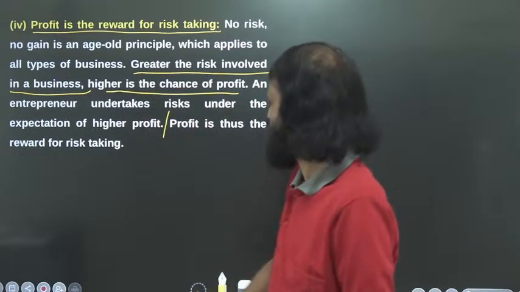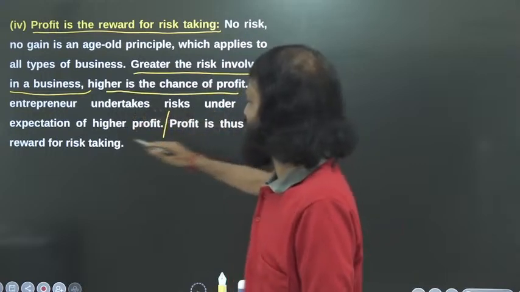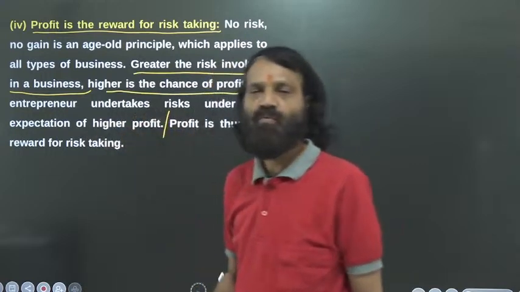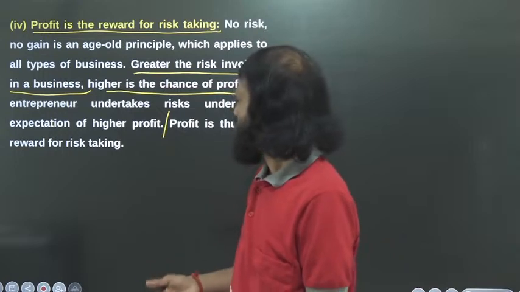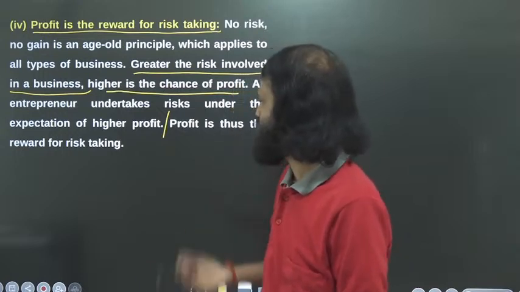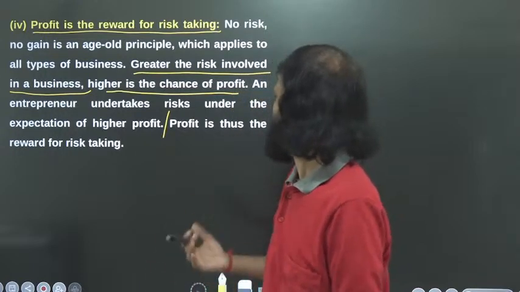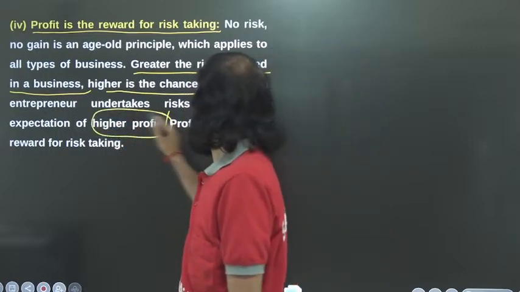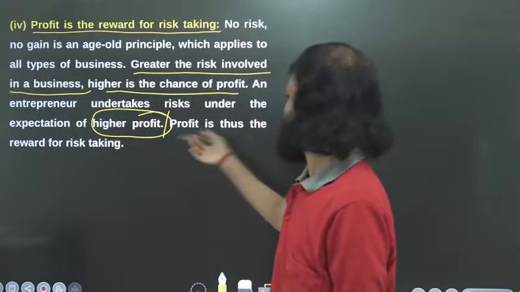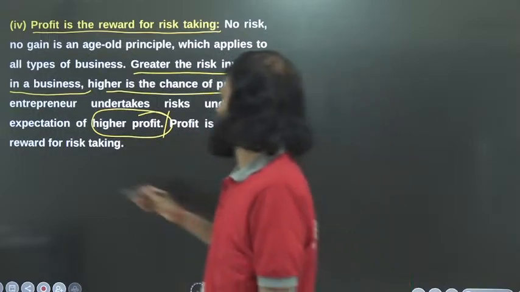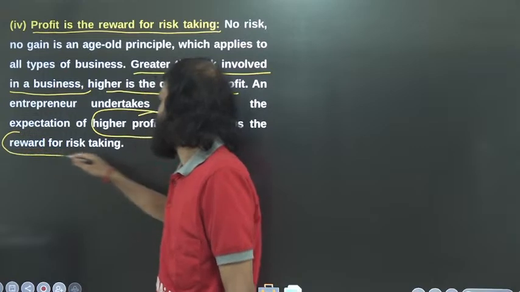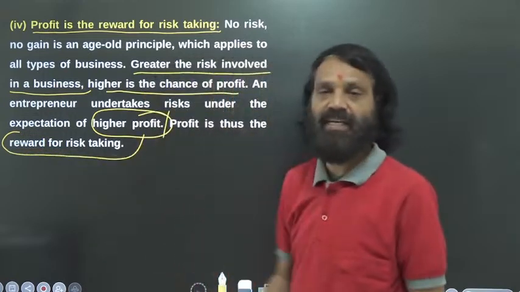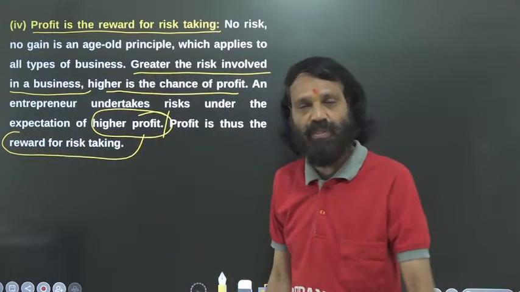Why? An entrepreneur undertakes risk under the expectation of higher profit. Why are entrepreneurs, businessmen, business tycoons and magnates taking a risk? Because their expectation is a higher profit in future. Profit is thus the reward for risk taking. So we can say profit is the reward for risk taking. No risk, no gain. That's what it is.